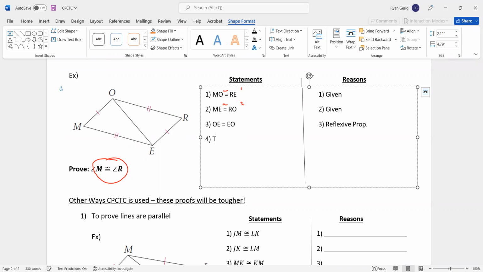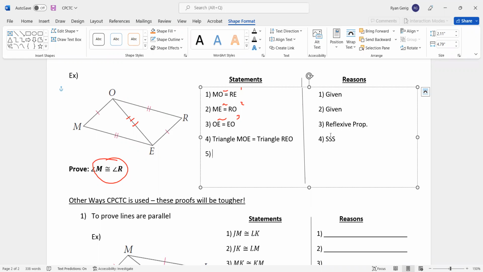Now I can say the triangles are congruent. Triangle MOE is congruent to triangle REO. Why? Well, make sure you're still getting this. This is marked. It's the third thing. This is side, side, side.